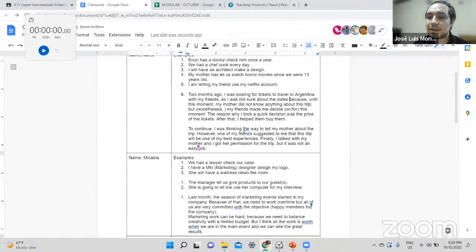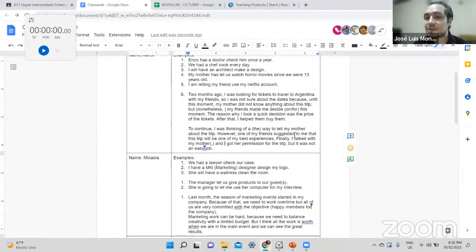Then to continue, I was thinking, after thinking, you always use prepositions. Okay, you have two options, right? You think of or you think about something. All right, so here you're going to use of, away, or of the way. It's also okay. But the main idea is that you need a preposition to tell my mother about the trip. Period, however, very good. One of my friends suggested, all right, me that this trip will be one of the best experiences. Finally, right, I've talked with my mother, and here, remember, this is optional, but you can use optional commas to avoid having a mistake, because you have another subject that is the same subject.